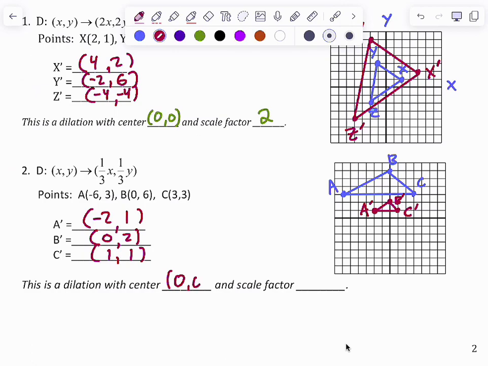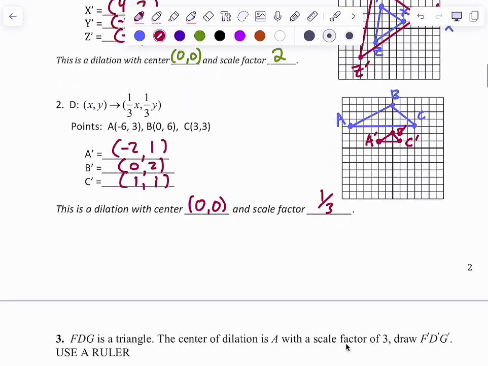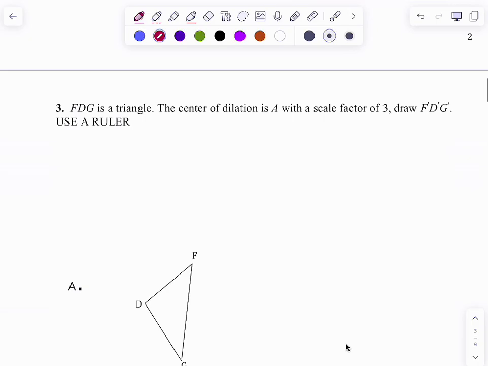So the center 0, 0, it's always 0, 0. And the scale factor is that multiplication number. Everybody happy with that? Okay, go to the next page when you're ready. Hopefully people didn't find that to be extremely challenging. Maybe that's stuff you've already done before.